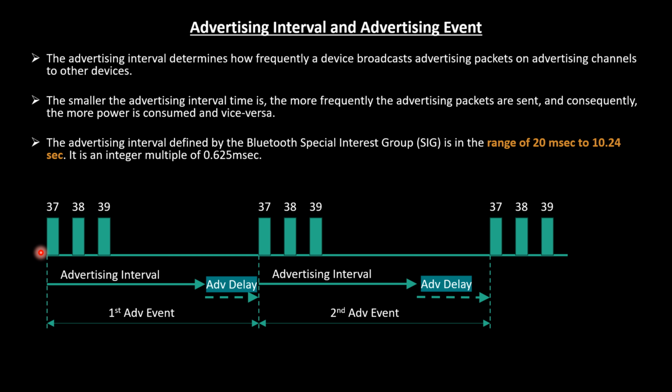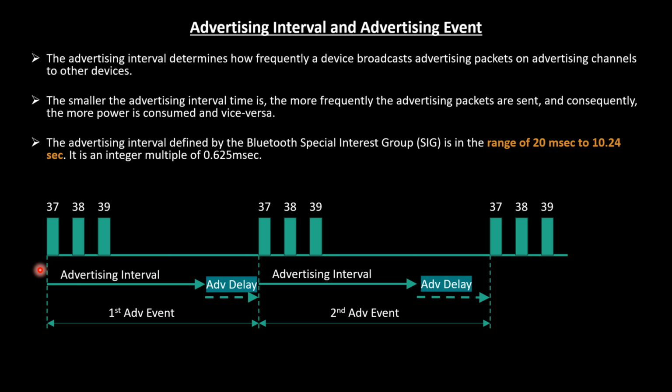Suppose my advertising interval is set to 1 second. Then once the device starts advertising, it will advertise on the 37, 38, 39 channels, and it will go into deep sleep here. It will remain in deep sleep, and once the 1 second time is reached, it will wake up again. It will advertise on the 37, 38, 39 channels, and again go into deep sleep. So once it goes into deep sleep, your power will be saved here.